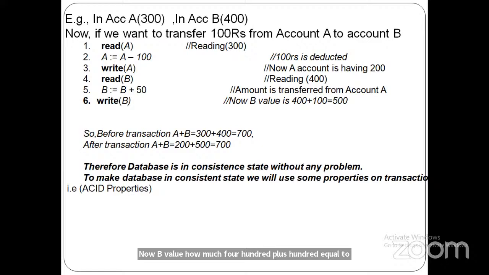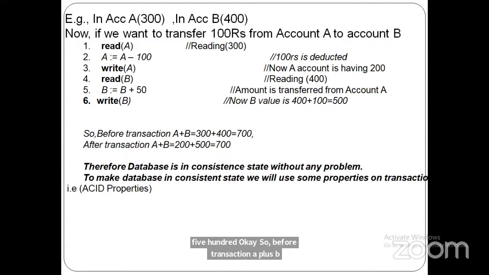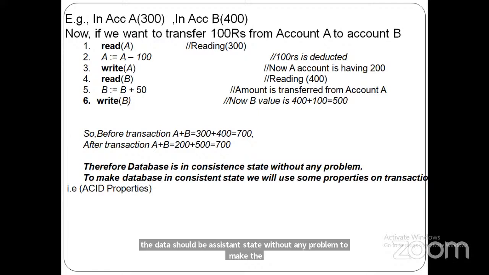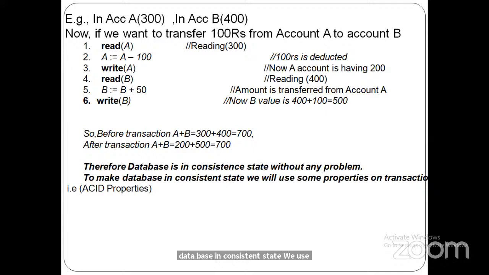Okay. So before the transaction, A plus B equals 300 plus 400, which is 700. After the transaction also A plus B is 700: after transferring the amount from A to B, A will be 200 and B will become 500, total 700. So before and after the transaction, the data should be in a consistent state without any problem. To keep the database in a consistent state, we use some properties of transactions, that is, ACID properties. Okay, this is the transaction concept.